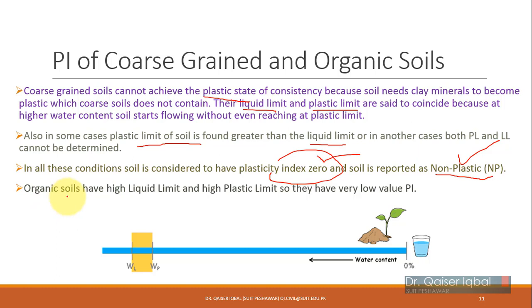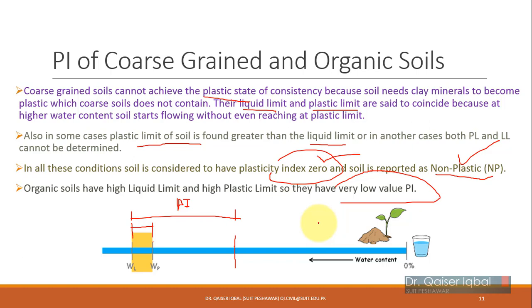While in organic soils like peats or some marshy soils, they have a very high plastic limit, which means that if the plastic limit was going to be here, it is being shifted over here. So if the plastic limit of this soil was over here, you can see the PI will be in this range. But because they have a very high plastic limit, WP is shifted from here to here. The liquid limit usually remains the same for a particular type of clay. So WP moves towards WL, which means that the PI of the organic soil is very, very low as well. So in the case of organic soil, they also have a very low PI.